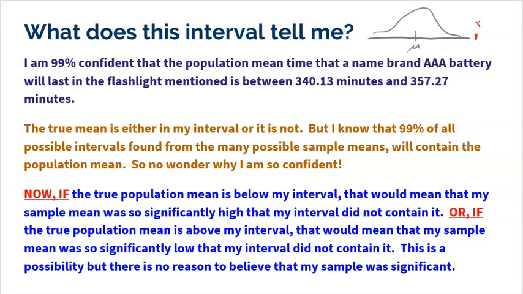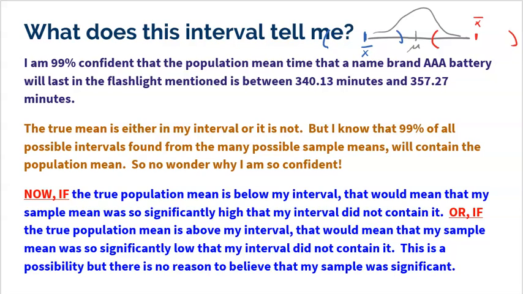my sample mean was one of these extremely high ones that when I built my interval, notice I didn't capture the truth. Or if the true mean was above my interval, then it means that I must have had one of those crazy low samples that when I built the interval, I missed the truth. But again, that's only if the truth is not in my interval. At the end of the day, I'm never going to know if it's in there or not.